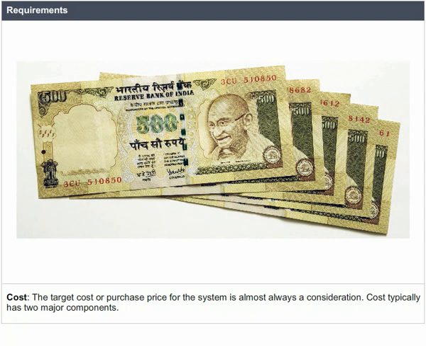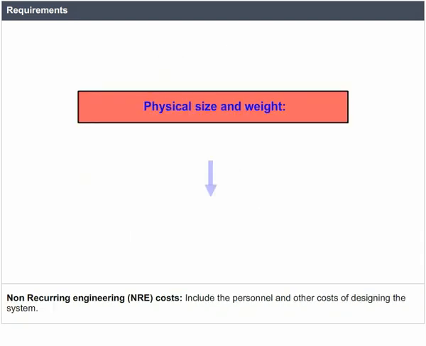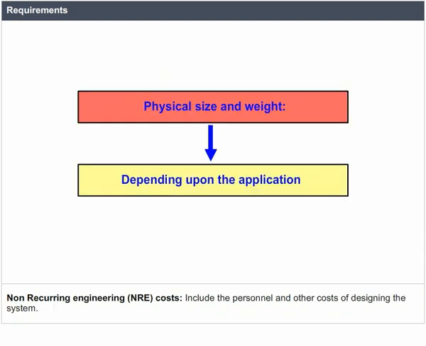Cost. The target cost or purchase price for the system is almost always a consideration. Cost typically has two major components. Manufacturing cost, which includes the cost of components and assembly. Non-recurring engineering costs, that is NRE costs, include the personnel and other costs of designing the system.